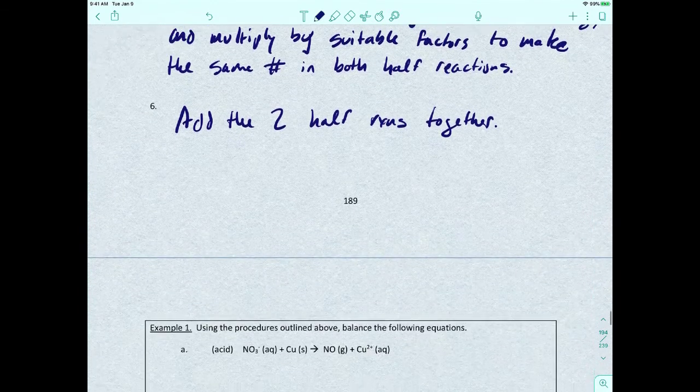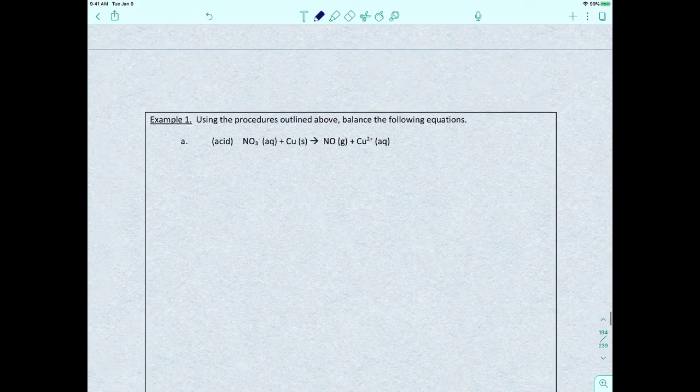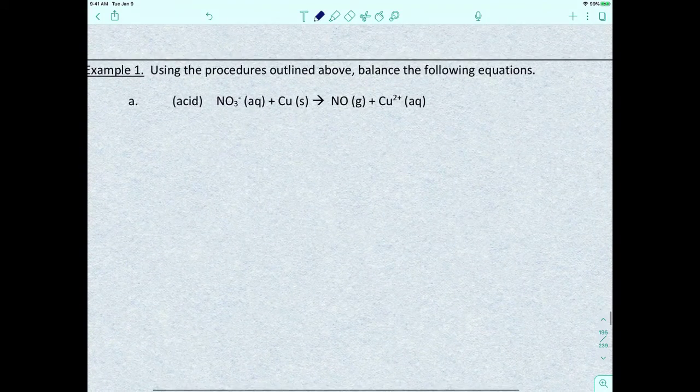All right, so let's try this out. So here's our problem. Here's our equation. This is an acidic solution. You've got NO3 minus, which is aqueous, plus copper solid, yields NO plus Cu2 plus. All right, so let's try to figure out what's going on.